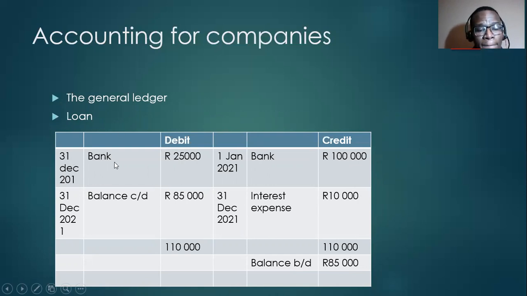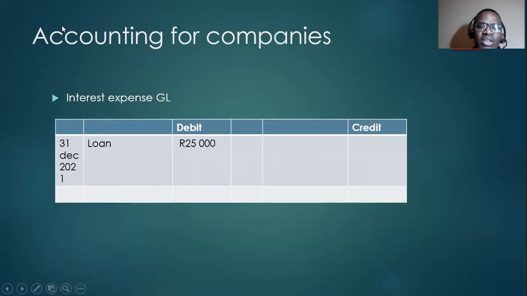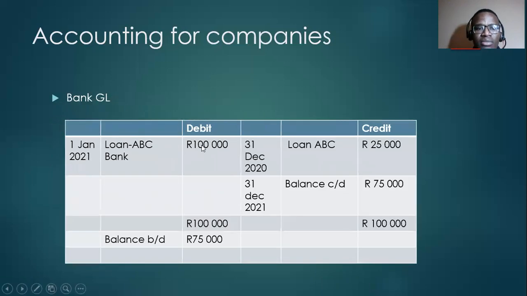Then you made a payment. Your payment reduces your loan account. The loan account reduces on the debit side. Then it's 25,000, right? Then your balance figure is 85,000. Then it means at the 20th December, your loan amount that is due is 85,000, right? Then your interest expense GL is just debit loan of 25,000, right?